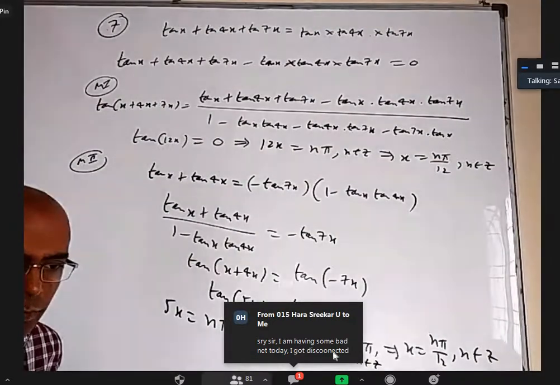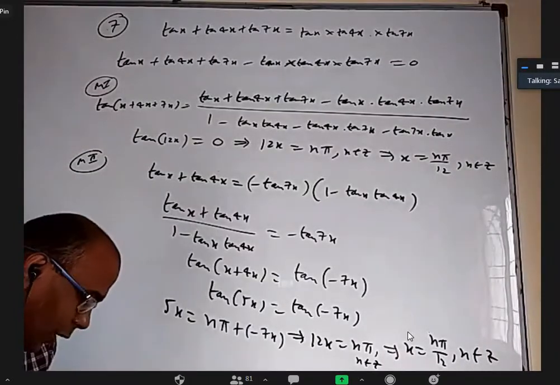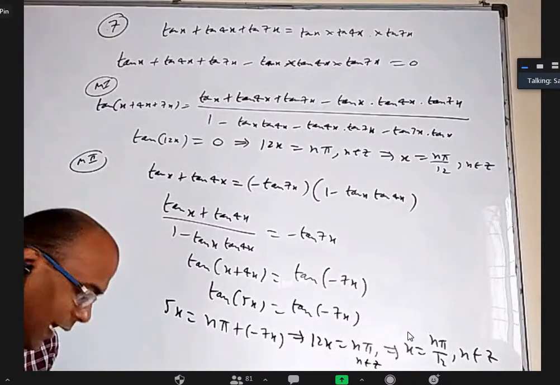Shrikar, it's okay. Maybe your net is not good. So it looks like we are getting option C there, n pi plus pi by 4. But actual answer is null set.